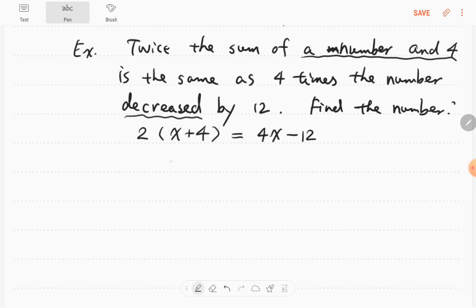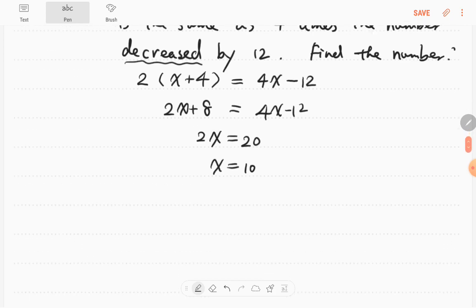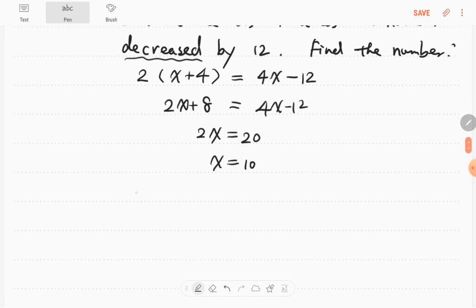So after that, we will do the distributive rule first. Then we can do the remaining part. This time, we will get 2x is equal to 20. Then x is equal to 10. Okay, so this is how we solve this equation. Last step, we need to interpret it. So we write our conclusion. This number is 10. This is our interpretation.